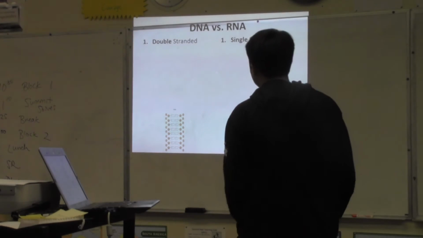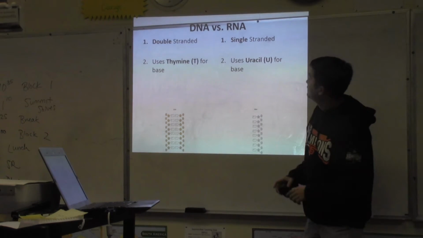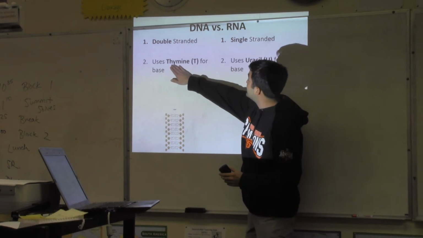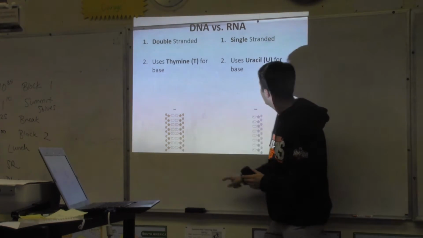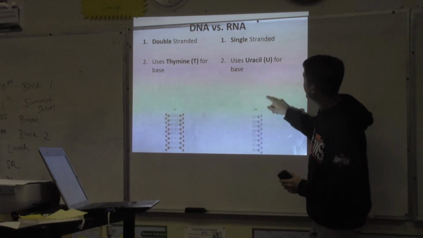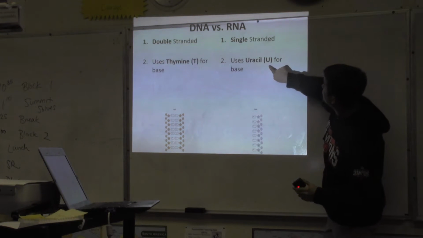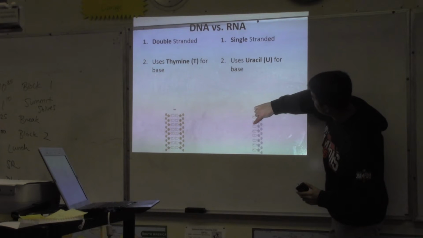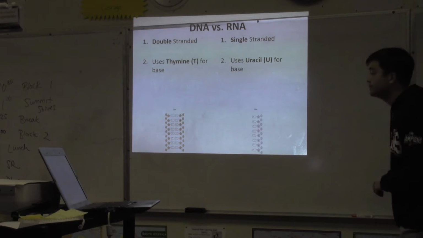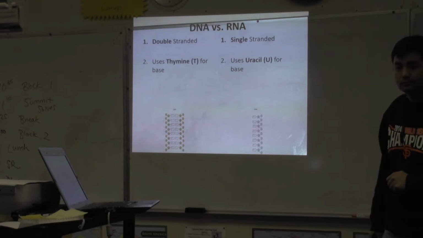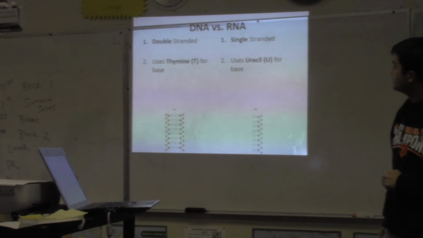All right, great. The second big difference, like Jackie said, DNA uses thymine or T, so you'll see some T bases inside the DNA. There's no T's in RNA. RNA actually uses something called U or uracil, and so you'll see there's some U's in this RNA. That's the second big difference. Record that in your notes as well.